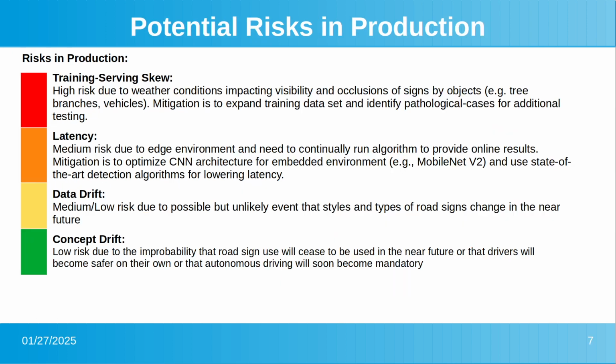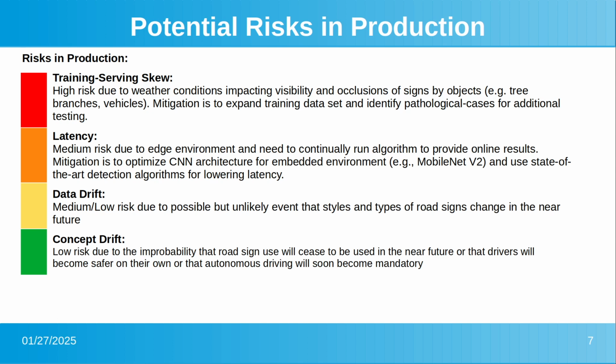What are some of the potential risks in production? Training serving skew, high risk due to weather conditions impacting visibility and occlusions of signs by objects, trees, branches, or vehicles. It's always changing as the car moves around and the pictures look different. So our mitigation for this is to have a very diverse training data set and have pathological cases for testing these issues. Latency is a medium risk due to the edge environment and the need to continually provide results.